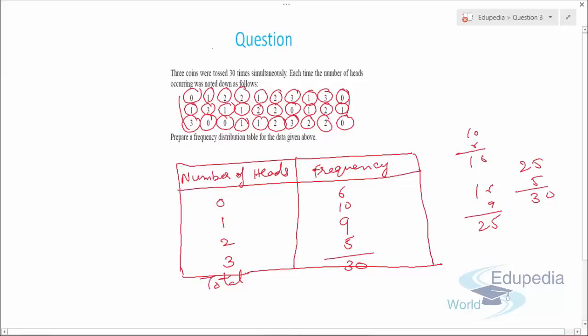So this is how we can use the data, and we can use any other type of data to represent in the presentation form.